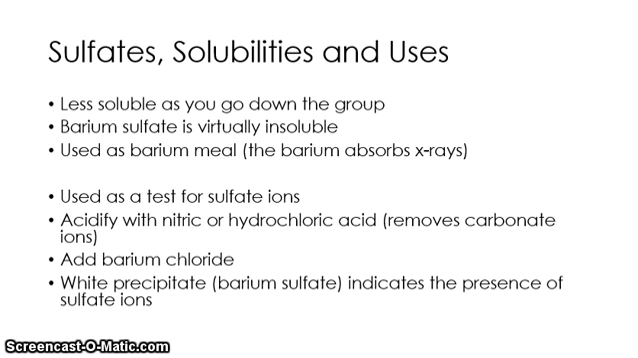The fact that barium sulfate is insoluble also allows us to use this as a test for sulfate ions. You'll come across this test at GCSE. You acidify your solution with nitric or hydrochloric acid because that removes the carbonate ions, and then you add barium chloride. And if you've got sulfate there, it will form a white precipitate of barium sulfate, and that tells you that you've got sulfate ions there. Now when you acidify with your acid, obviously you can't use sulfuric acid for that, otherwise you'll be providing sulfate ions and you're going to get the white precipitate regardless of whether you've got sulfate ions in the solution or not.